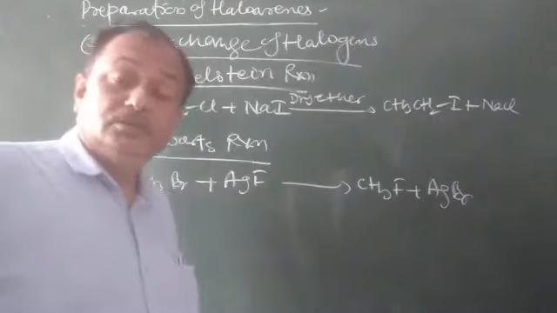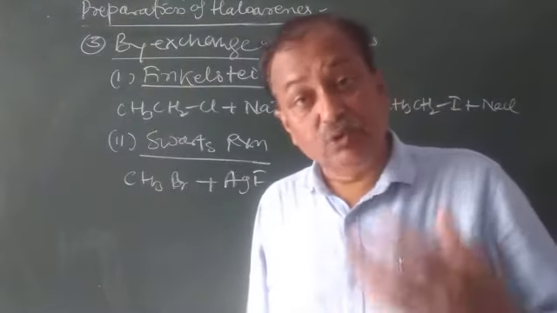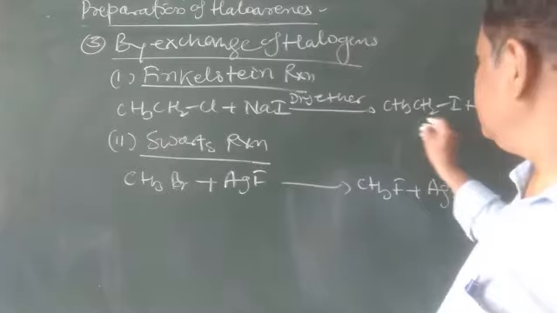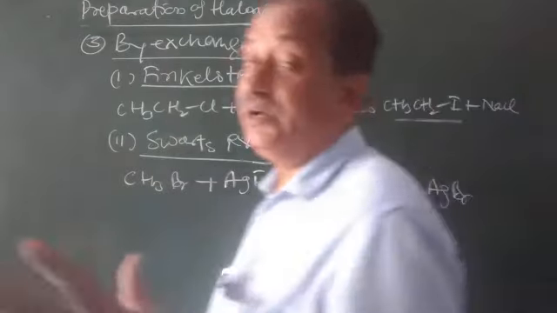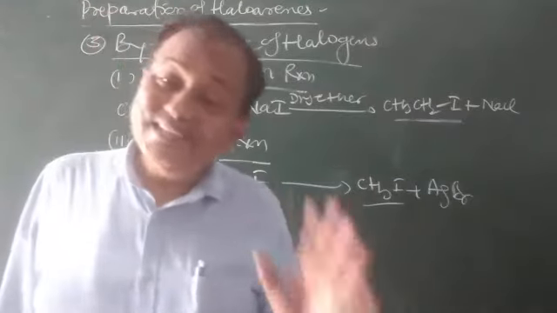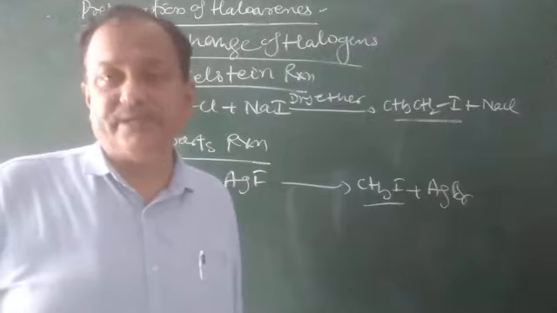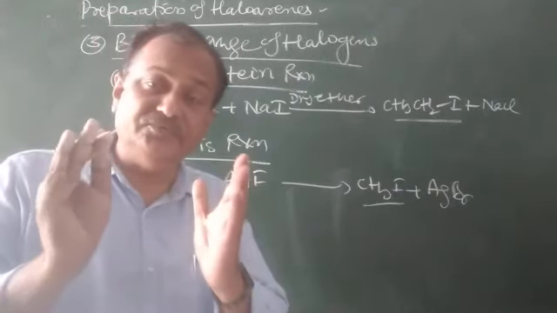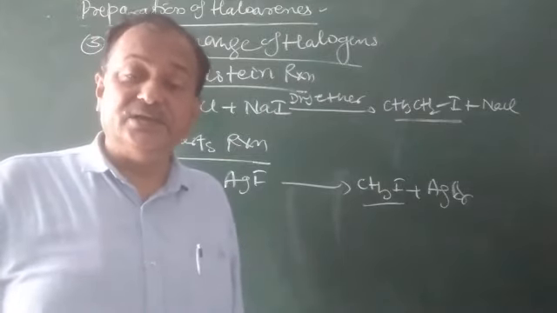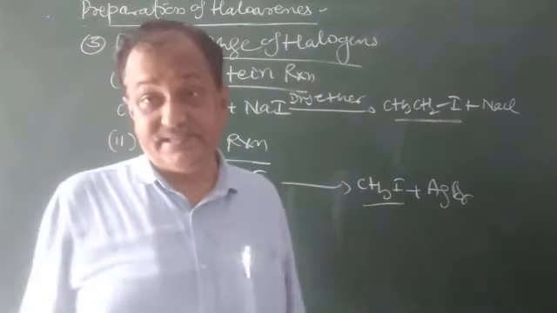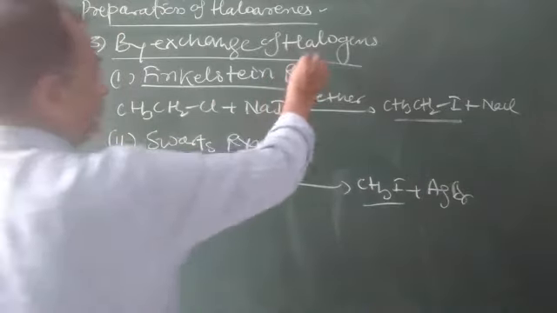So far we have prepared chlorides and bromides, but we have not prepared iodides. Actually, iodides are not prepared easily. Iodides are prepared by the exchange of halogens. Why? Because iodine has a very large size, and so it cannot be added as such. It is only possible by the exchange of halogens.